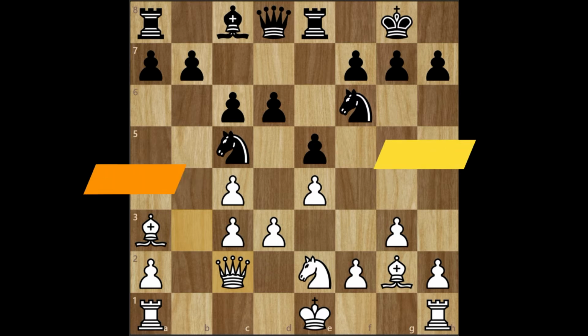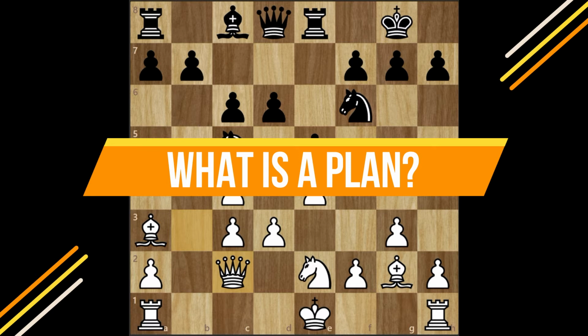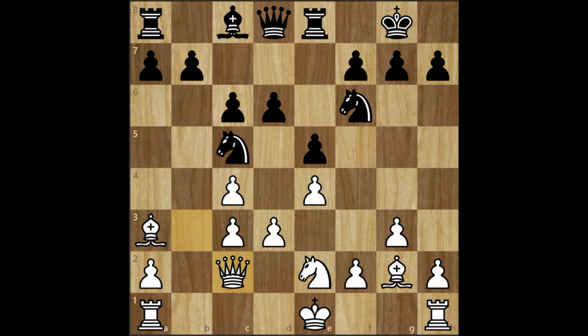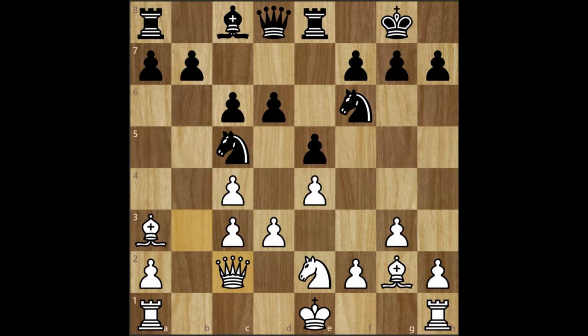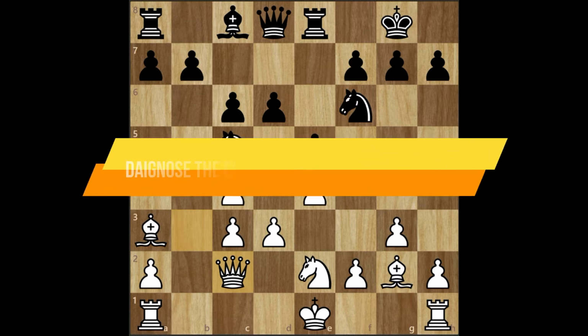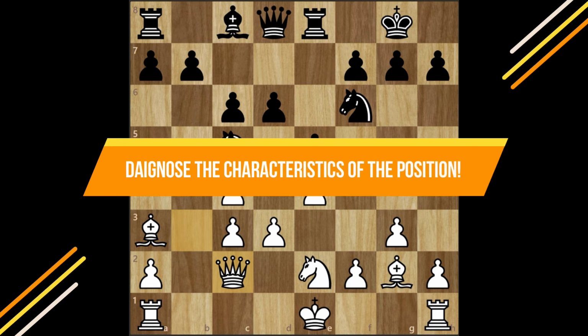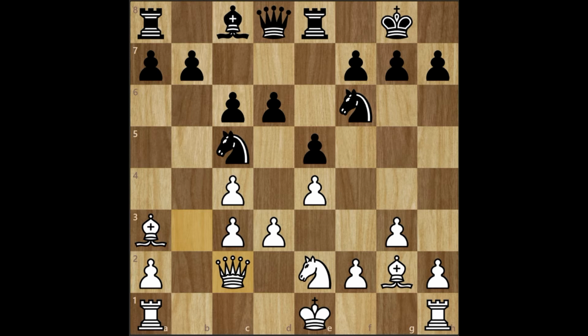So if we start with the basics here of what is a plan, there's a very nice definition given by Harry Golombek in his Encyclopedia of Chess, and this is something that Jeremy Silman quotes in his book How to Reassess Your Chess, which is where much of the inspiration for this channel comes from. And Harry Golombek says, "Planning is the process by which a player utilizes the advantages and minimizes the drawbacks of his position. In order to promise success, planning is thus always based on a diagnosis of the existing characteristics of a position. It is therefore most difficult when the position is evenly balanced, and easiest when there is only one plan to satisfy the demands of the position."